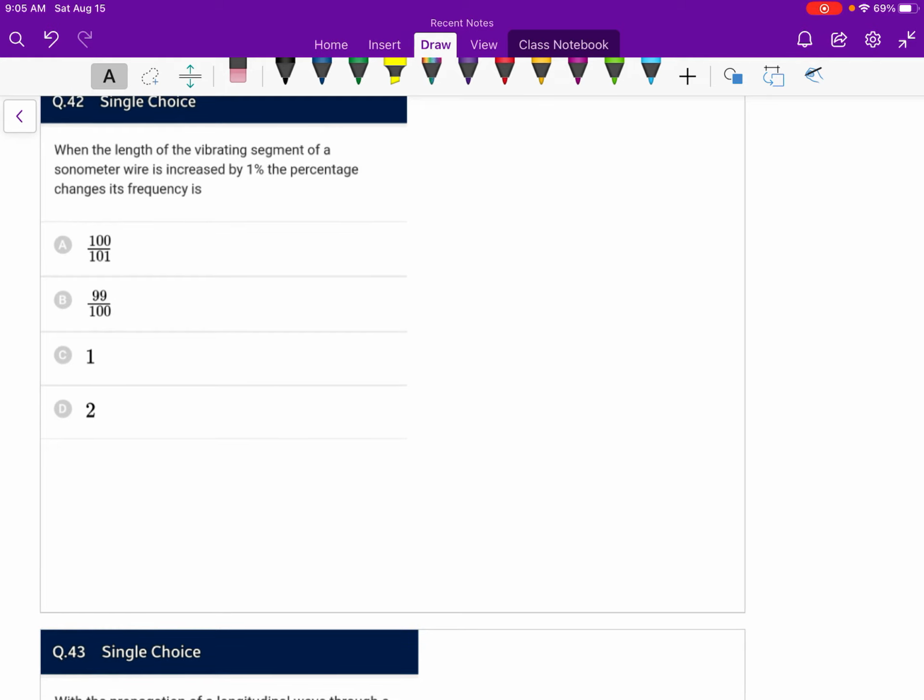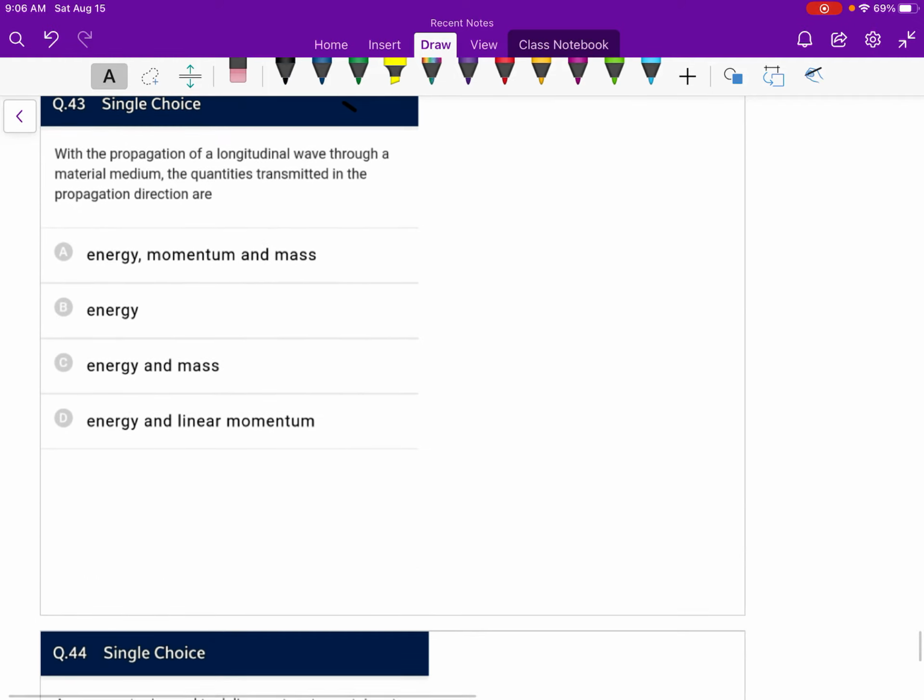When the length of the vibrating segment of a sonometer wire is increased by 1%, we change the length by changing the positions of the support bridges. So there is no change in μ, the linear mass density, and the tension will remain the same. So frequency is nv/2L, proportional to 1/L. So Δf/f is minus ΔL/L. Length is increased by 1%, so frequency will decrease by 1%. So AC is the correct option.